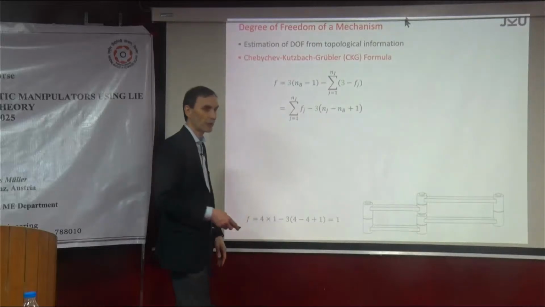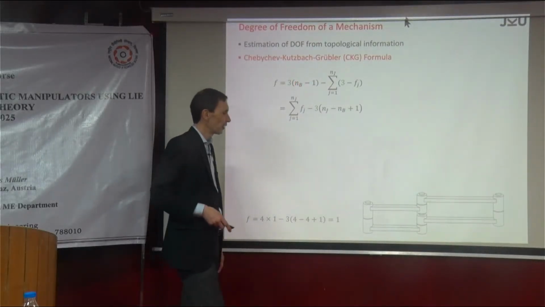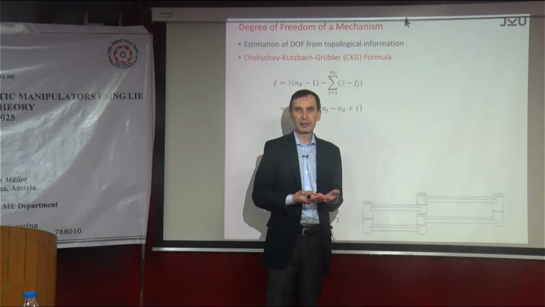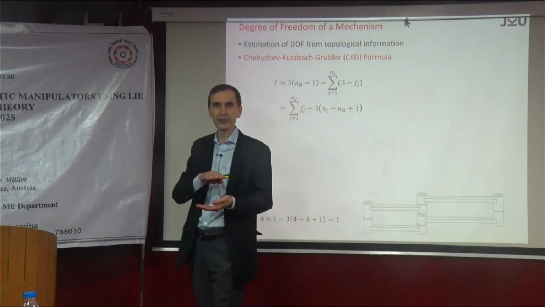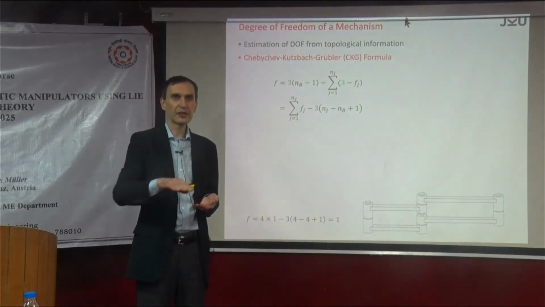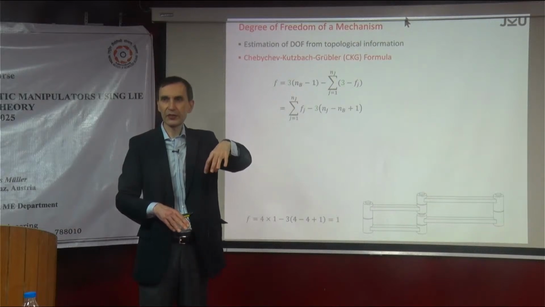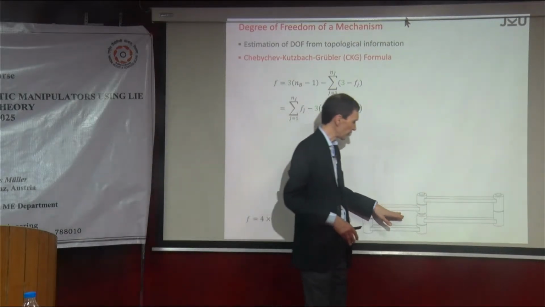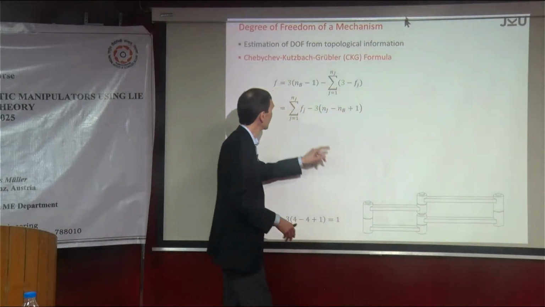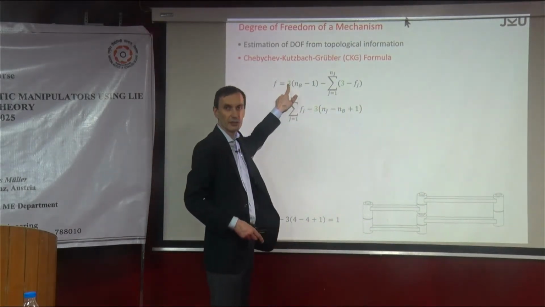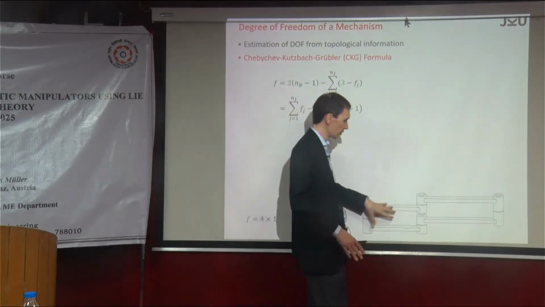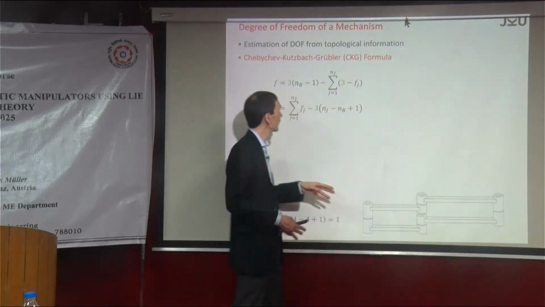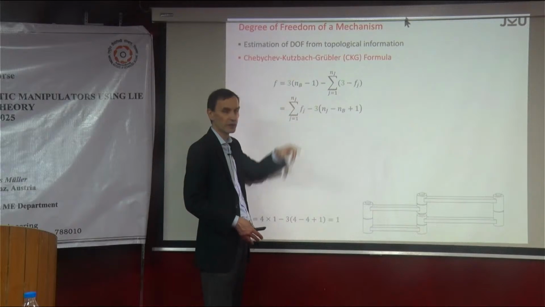And how many degrees of freedom does a body have in a plane? Three, right? It can translate and rotate about the vertical axis. So each of the N minus 1 moving bodies has 3 degrees of freedom. So the whole system, without being connected by joints, has 3 times (N minus 1) degrees of freedom.